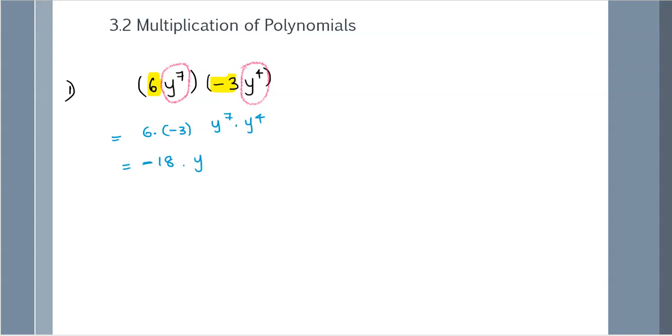And here, since the base is the same, the base is y, from the property of exponents, we add the powers. So you will get the final answer as minus 18 y to the power 7 plus 4, which is 11. This is your answer.